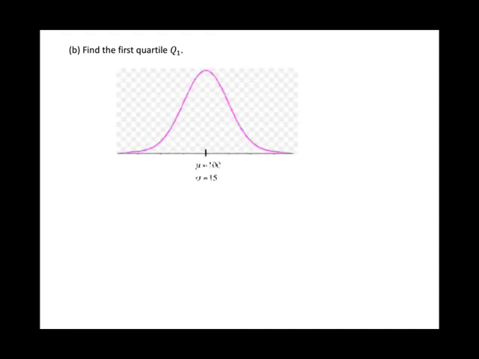Okay, B, find the first quartile, Q1 here. So remember what a quartile is? Quartile means we're going to divide the data set into 4 equal parts, so each part is going to be about 25%. So we are looking for Q1. Q1 here means 25% to the left. They gave the area and they want you to find the x in here. Okay, x represents your Q1.